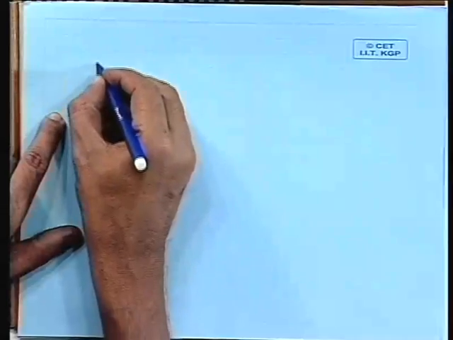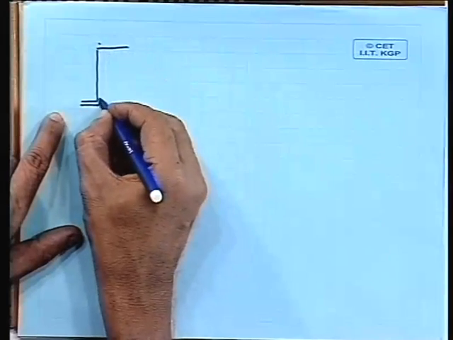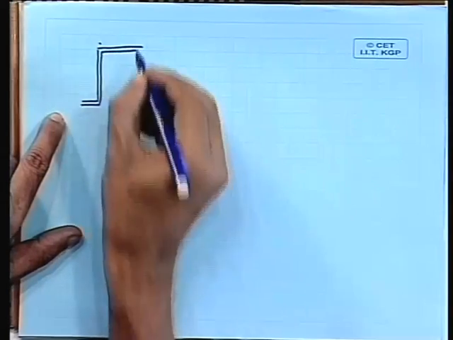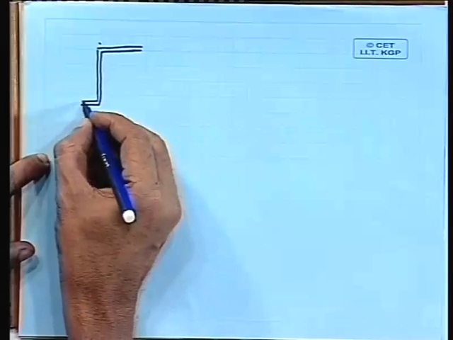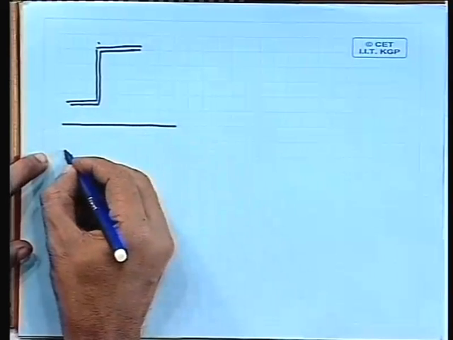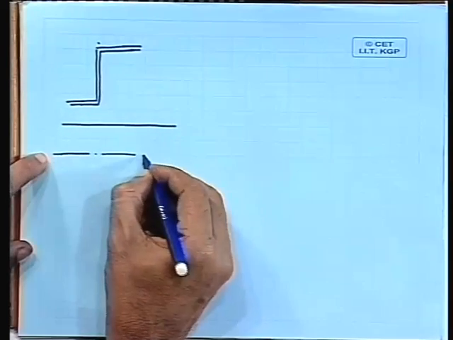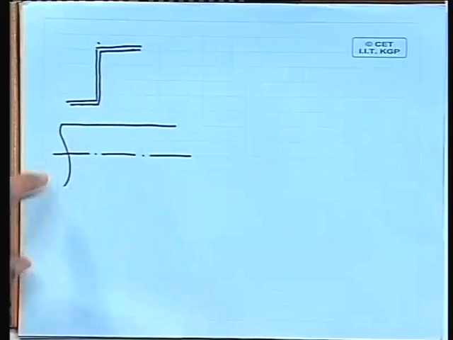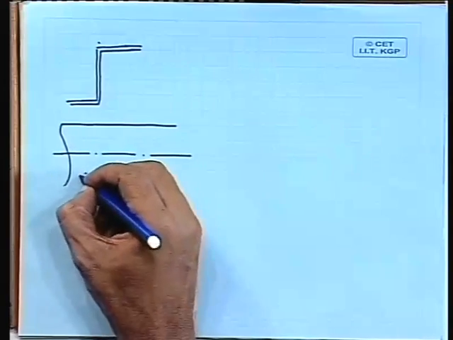Then gland loss. Actually, if we see that there is a casing, let us say this is the casing. I am drawing a very rough sketch and a very schematic representation. This is the casing, and this is the shaft on which turbine blades are mounted. So, this is a rotating component.